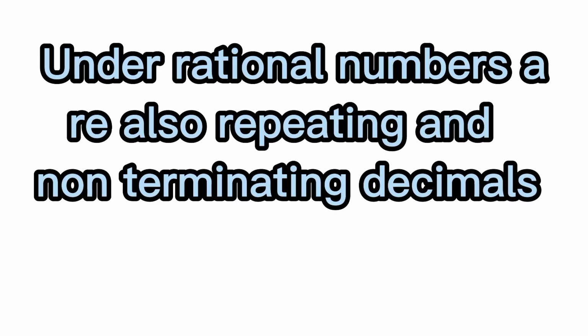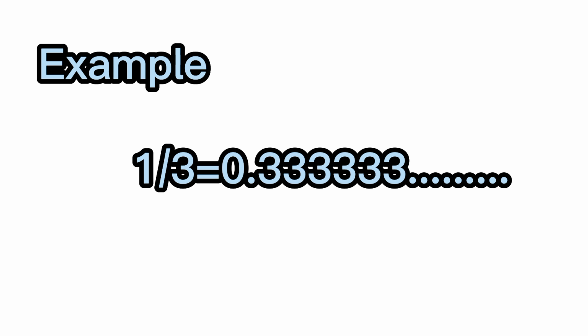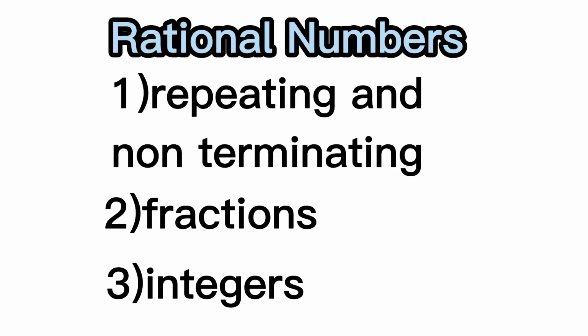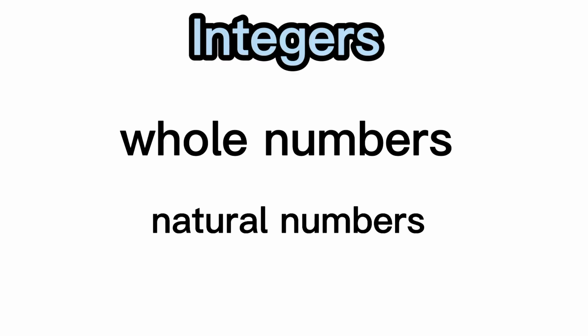Under rational numbers are also repeating and non-terminating decimals. An example is 1 divided by 3, or 1/3. When put into decimal, it's equal to 0.3333, endless 3s after the decimal point, or like 0.123123, endless 123. Under rational numbers are repeating and non-terminating decimals, fractions, and integers. Under integers are whole numbers. Under whole numbers are natural numbers.